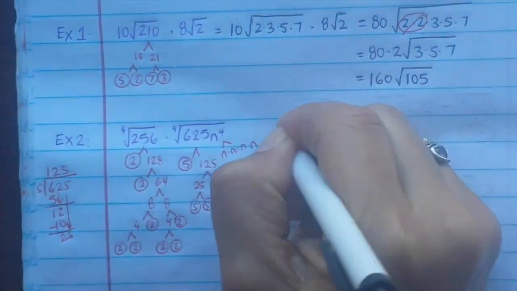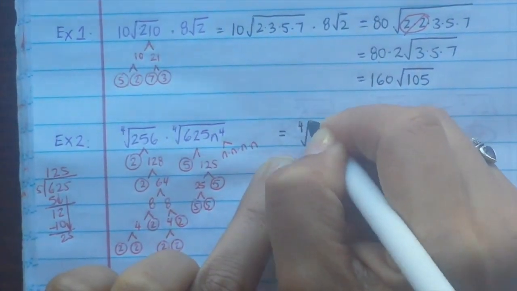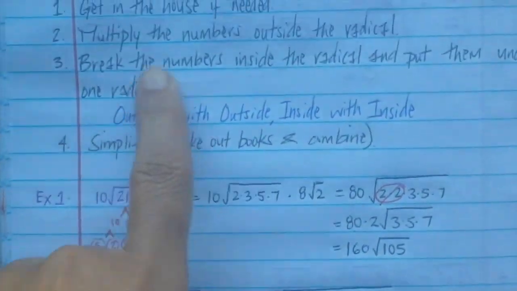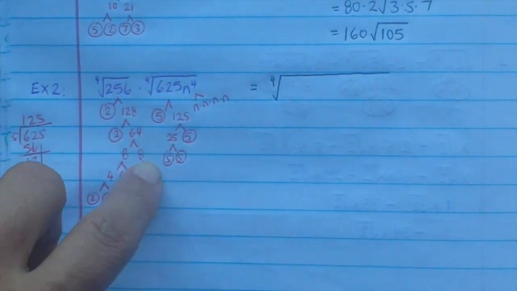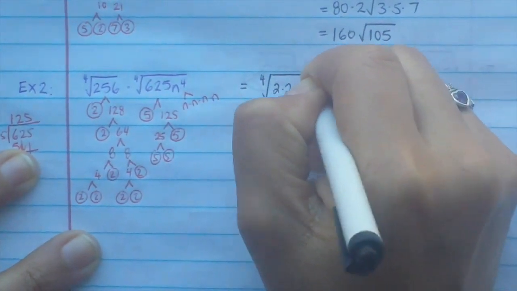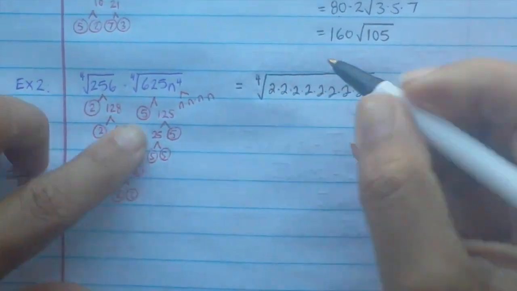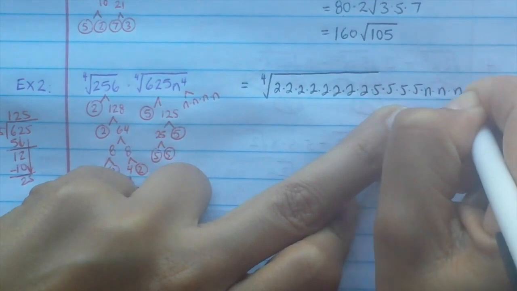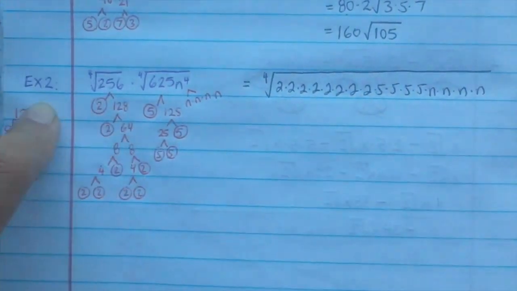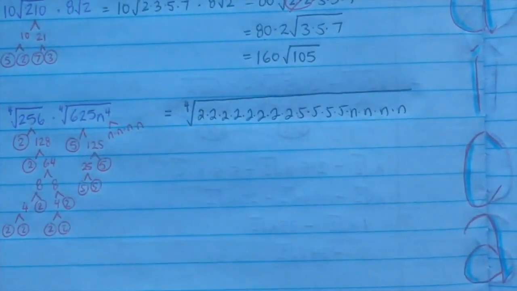All right, now let's write it all out in one line. So leave a space. So the notes say once you've broken down the numbers, you're going to put them under one radical. We're going to write everything under that. So how many 2's do I have? 1, 2, 3, 4, 5, 6, 7. And then for the second one, we got 5, 5, 5, 5, 5, and then n's. All right, there were no numbers outside to multiply.